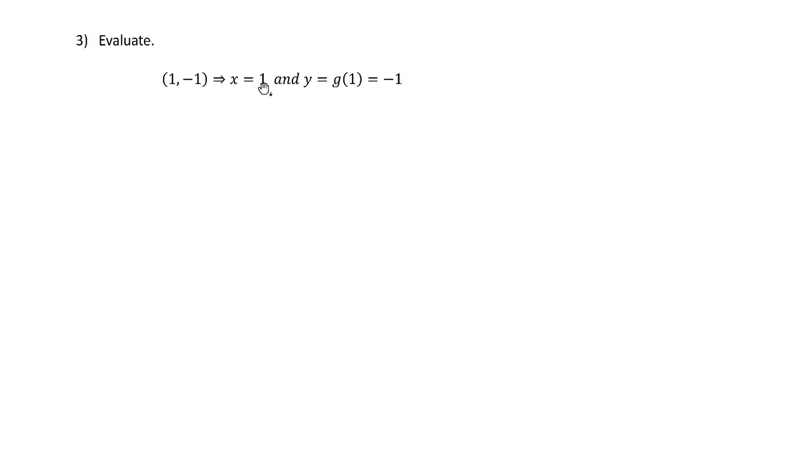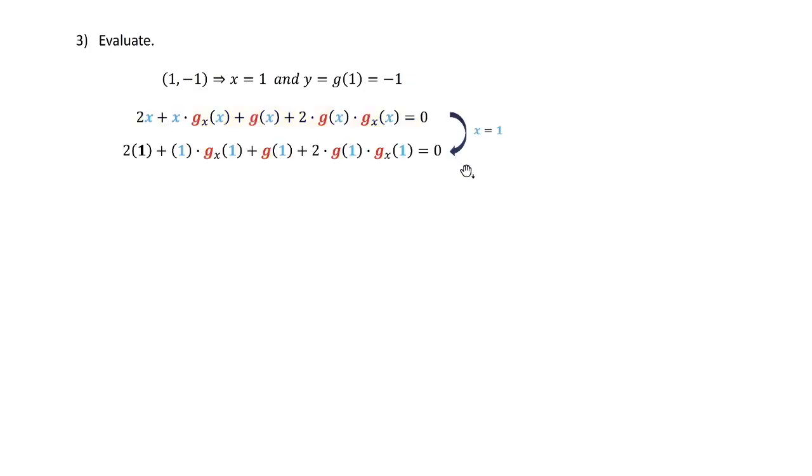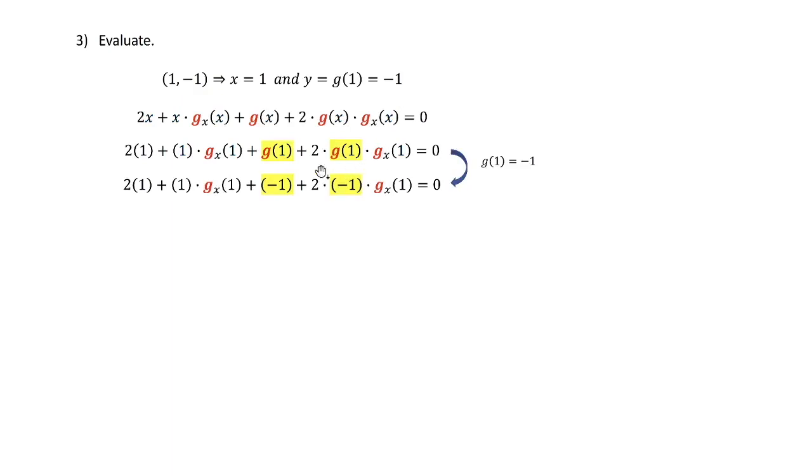This is my point. x is 1, y is minus 1, or really more importantly, g of 1 is minus 1. Here's that equation again. Plug in the x, y data. Again, if you haven't done it, pause and do it. So I'm going to plug in the x value. Everywhere there's an x, I'm simply going to cut and paste the 1 in there. g of 1 is going to be minus 1, so everywhere there's g of 1, I'm simply going to replace that.